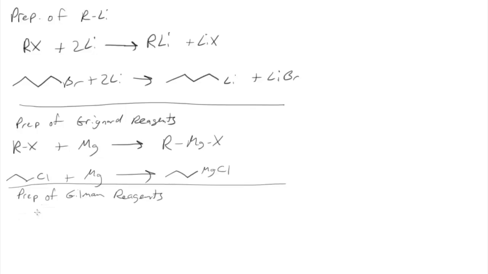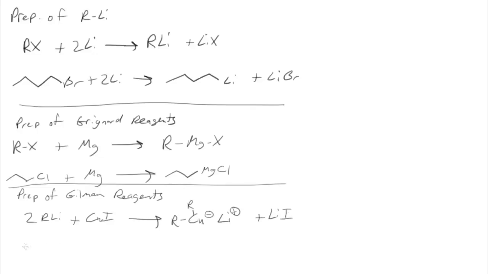And then finally, we'll look at the preparation of Gilman reagents. If we start with 2 alkyl lithium compounds, so we're starting with an organometallic compound, and a much more reactive one, we can react that with copper iodide. And what we get is 2 R groups adding to the copper to make our dialkyl lithium cuprate. And we get 1 equivalent of lithium iodide as well.